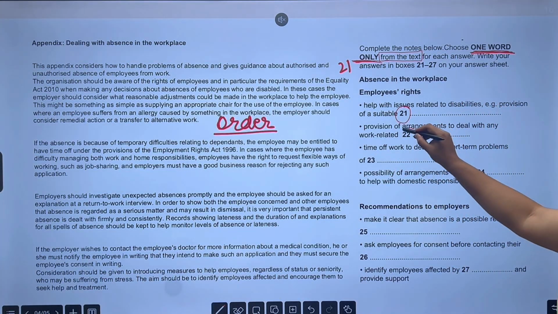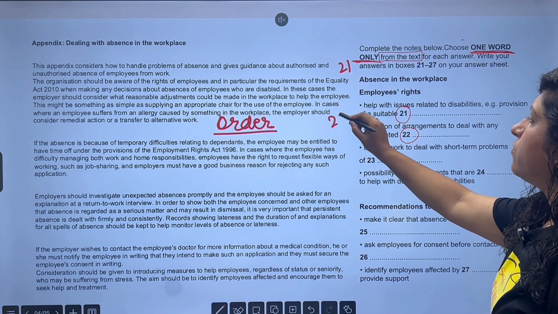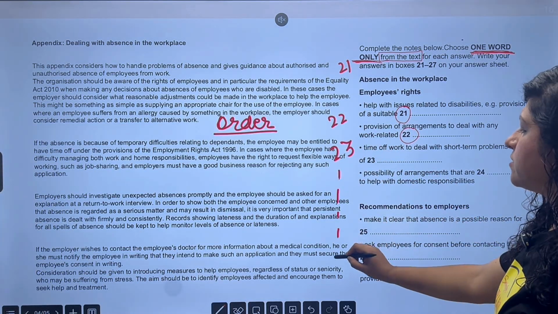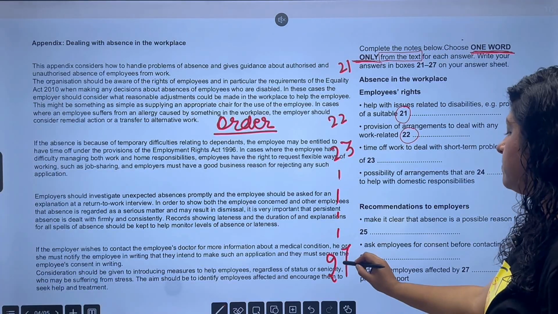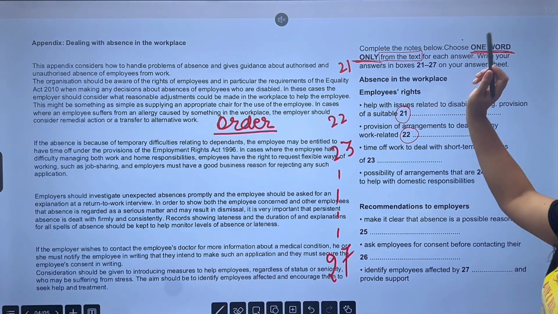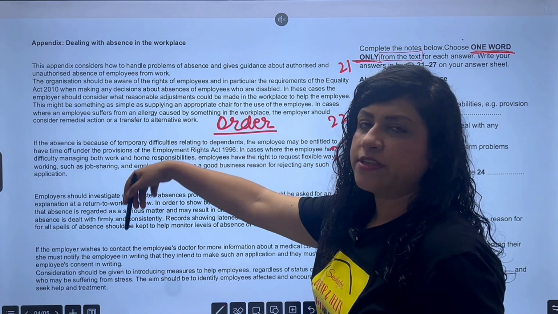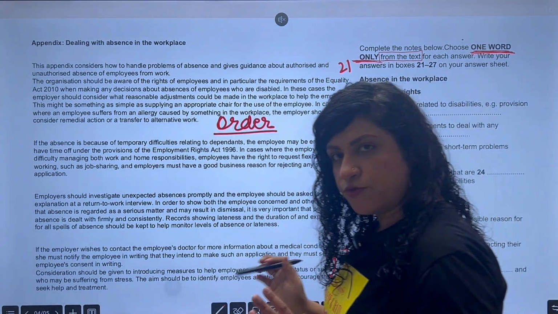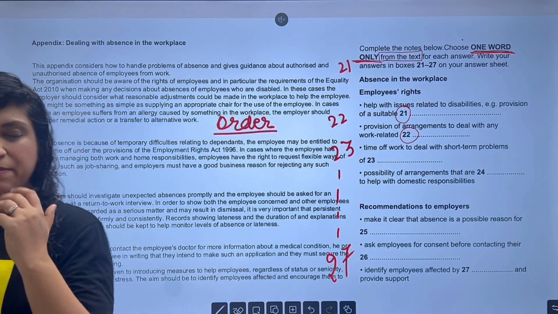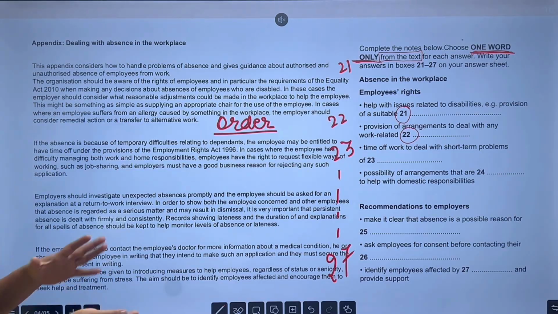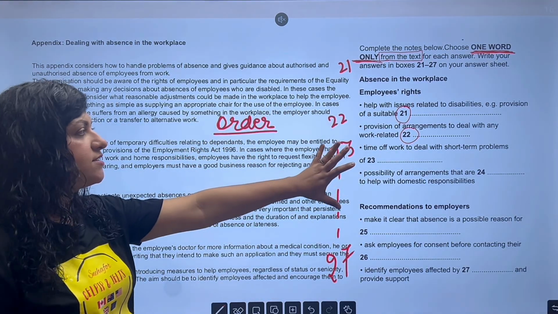Only then will there be information related to question number 22. Then information related to question number 23 and so on. So the order of the questions follows the order of the text. That is true about these sentence completion types of questions. So it makes it easier for you when you're trying to solve these questions.